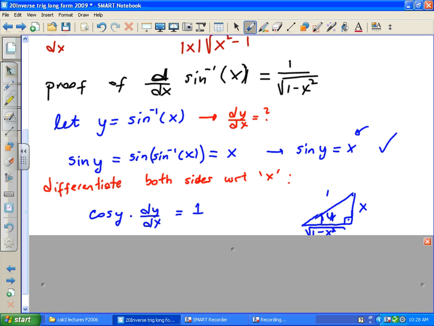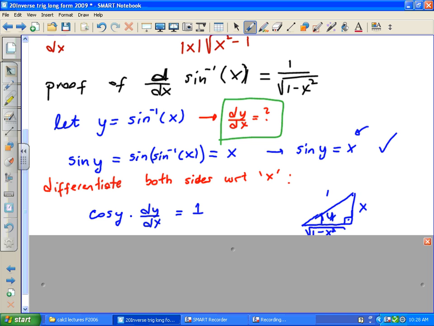Now, what was our goal again? What is it that we're trying to determine here? We're trying to determine dy dx, correct? This is our goal. Okay, so if I'm trying to determine dy dx and I have this equation, guess what I should be solving for?